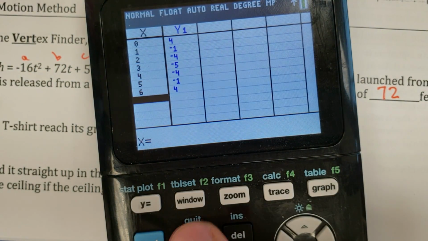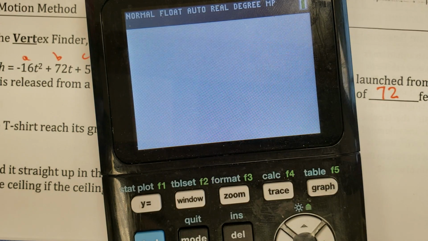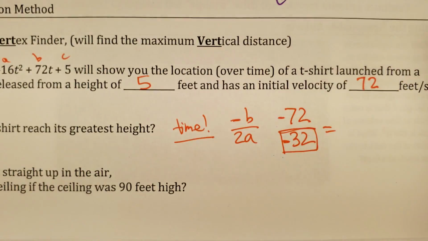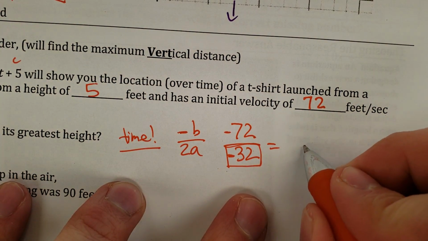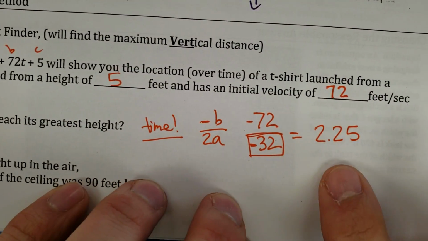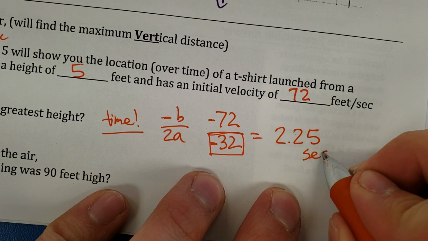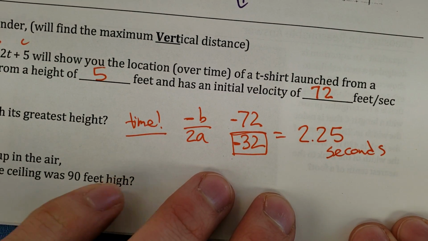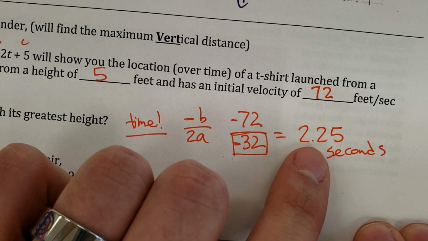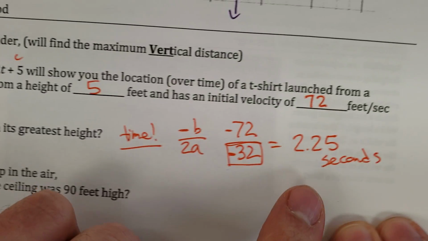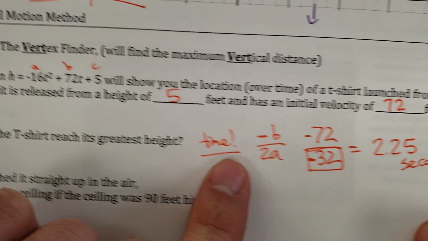Here we go. Go away, table. I just got done with you. In the equation, we have negative 72 divided by negative 32. Looks like 2.25. So our time is going to be 2.25 seconds. At 2.25 seconds, that is when the t-shirt is going to reach its greatest height. Well, what about the actual physical height? Plug in this t value to actually get the height.